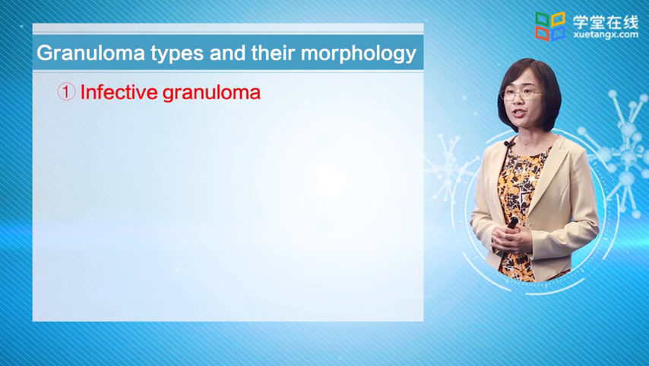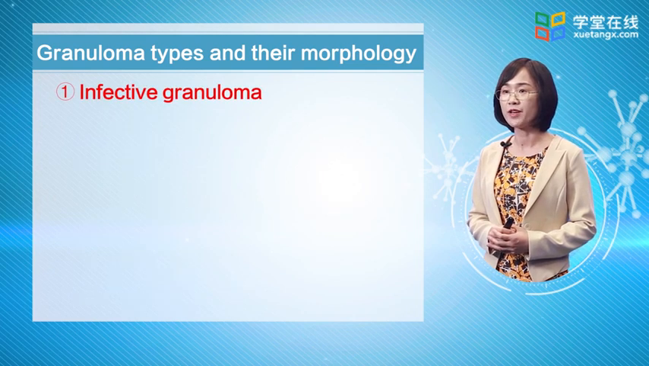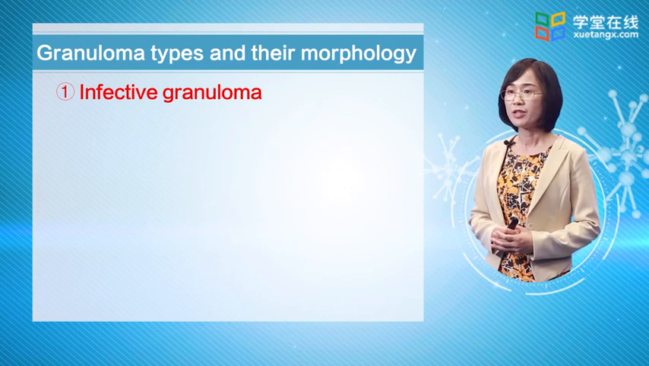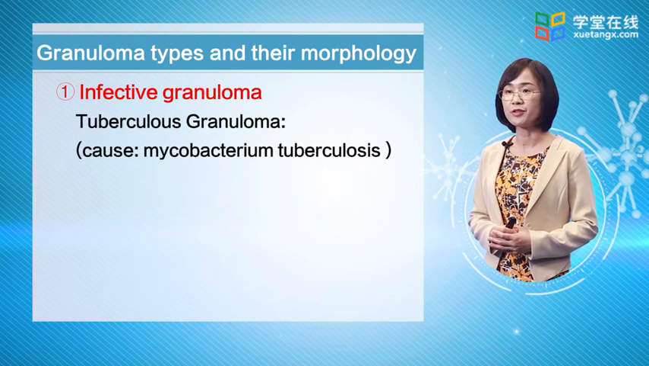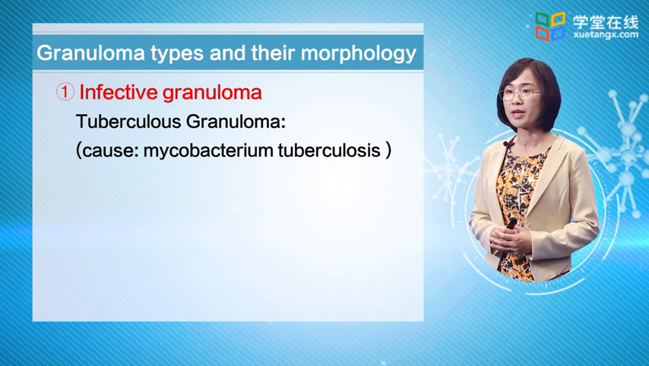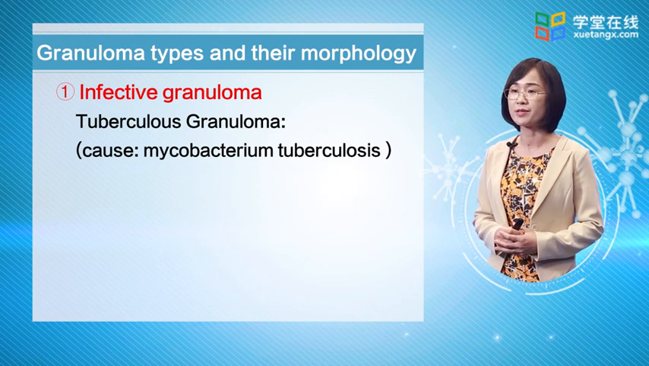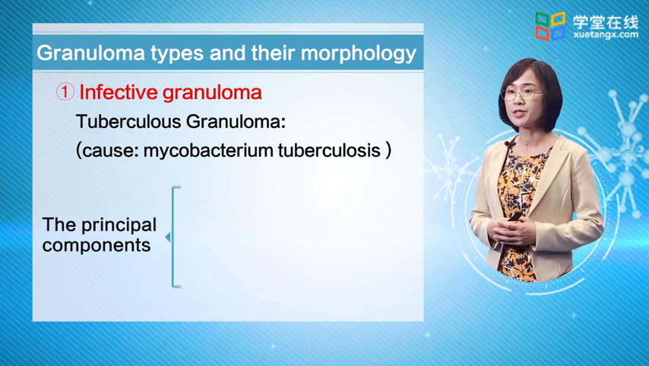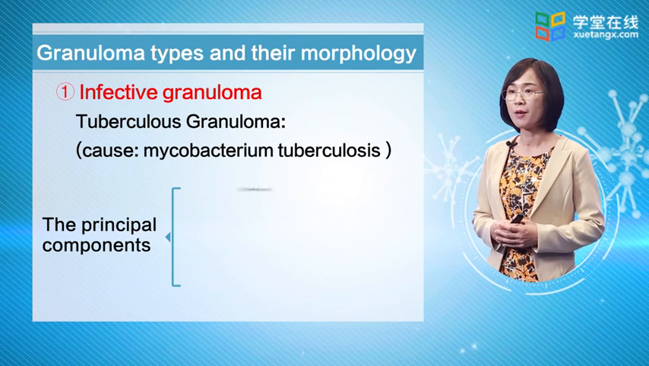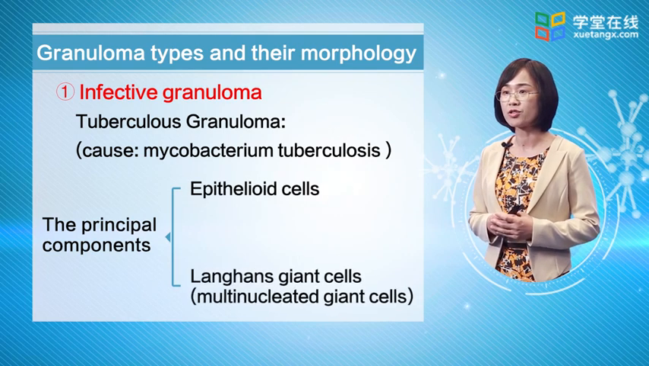Next, I'll introduce the morphology of infective and foreign body granulomas. The tuberculous granuloma caused by Mycobacterium tuberculosis is a typical example of infective granulomas. Its principal cellular components are epithelioid cells and Langhans giant cells.